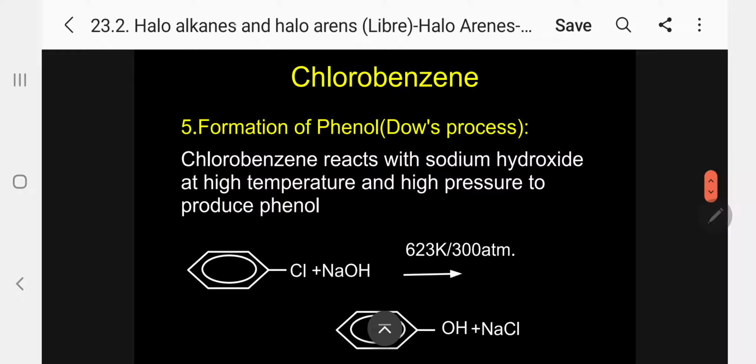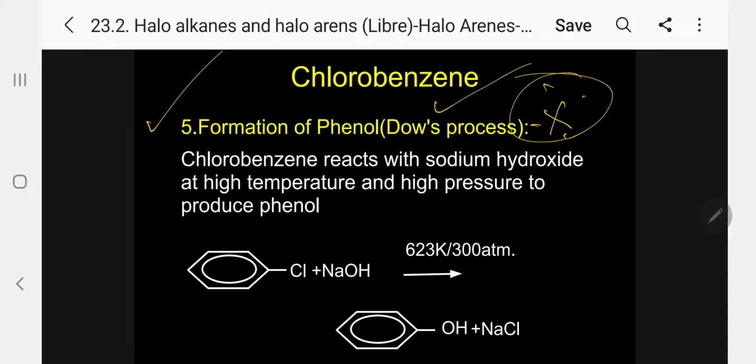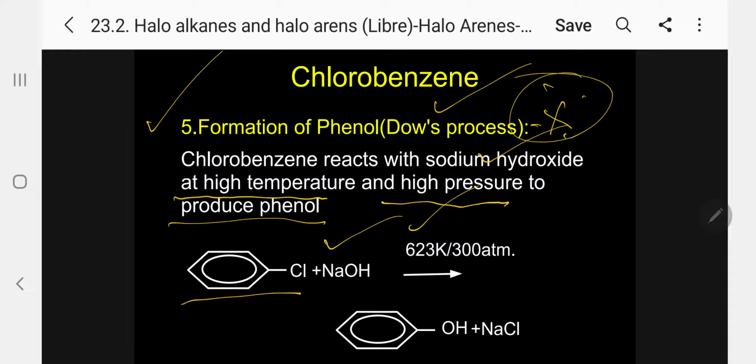The next most important reaction is the formation of phenol. That is called Dow's process. Please remember, very important, Dow's process. When chlorobenzene reacts with sodium hydroxide at high temperature and high pressure, it produces phenol. So, chlorobenzene reacts with sodium hydroxide at 623 Kelvin and 300 atmosphere. Kindly see how very high, to produce phenol.